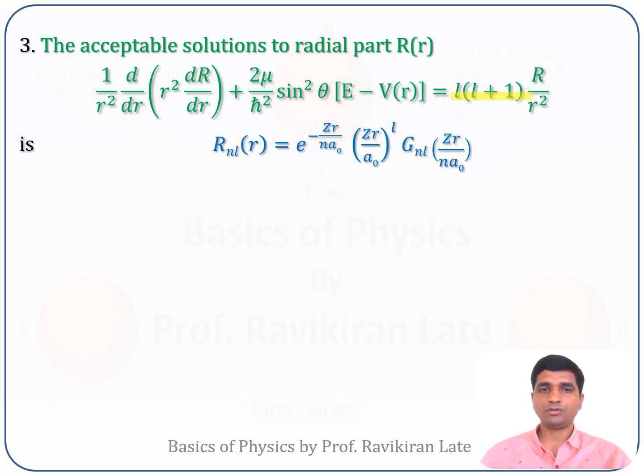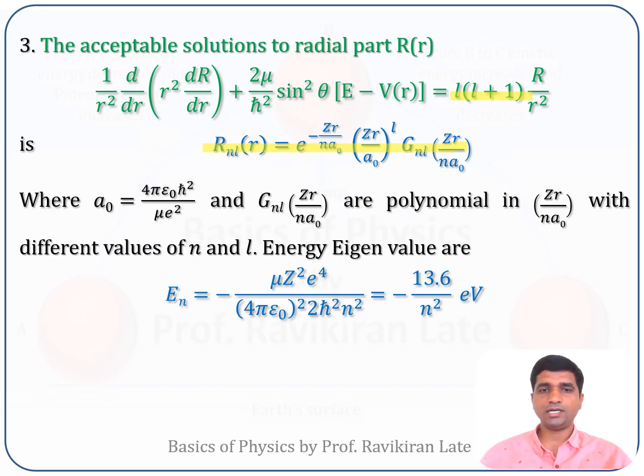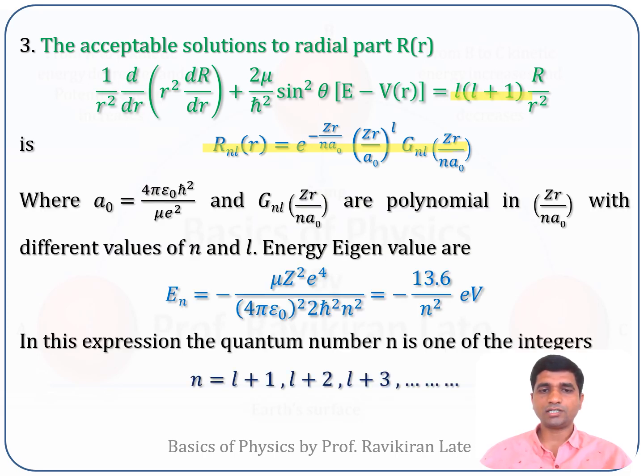If you solve this equation, you will get an acceptable solution in terms of n and L. This solution imposes a condition which is given over here: n is equal to L plus 1, L plus 2, L plus 3, and so on. And its energy eigenvalues, which we have derived, are nothing but minus mu Z squared e to the power 4 upon (4 pi epsilon 0) whole squared 2 h cross squared n squared, which we further simplified in our earlier lecture, coming out to be minus 13.6 upon n squared electron volt.